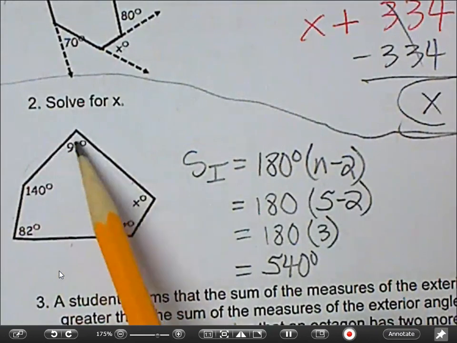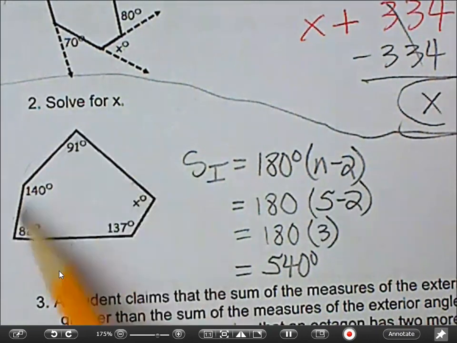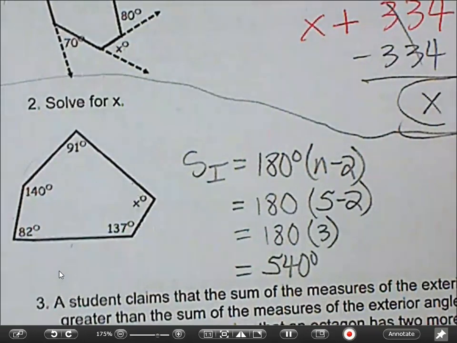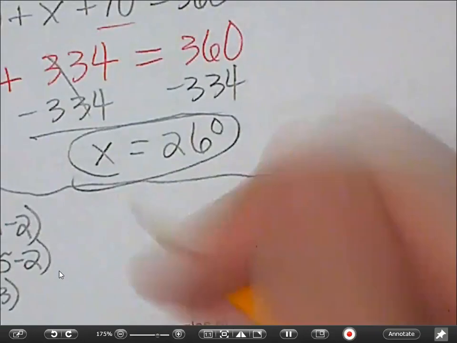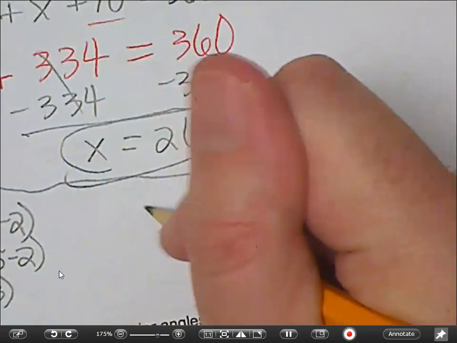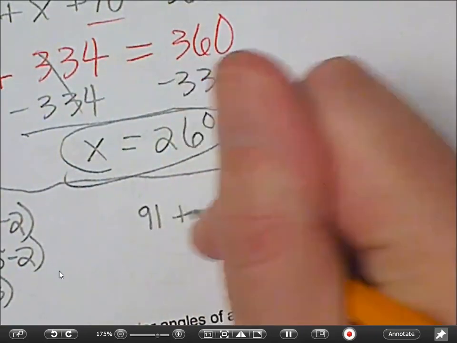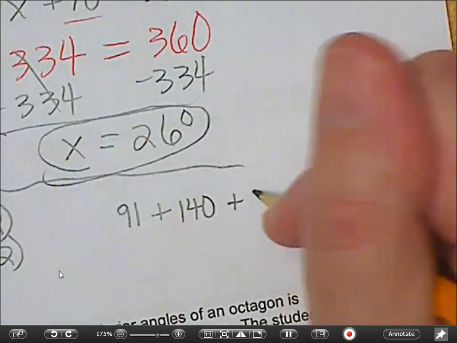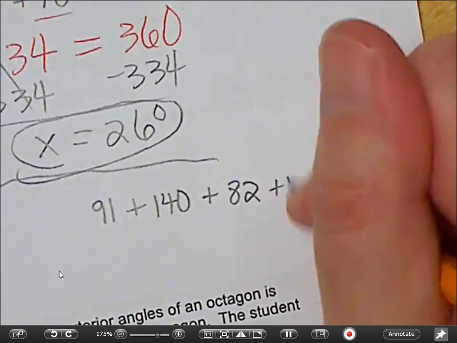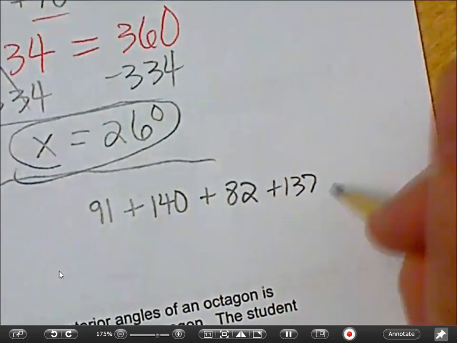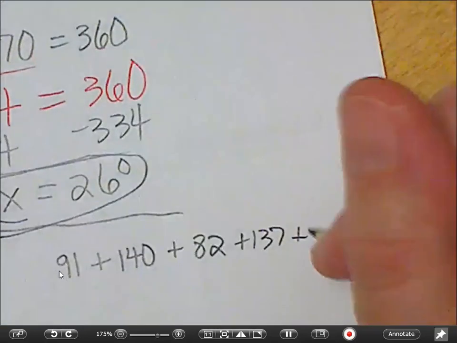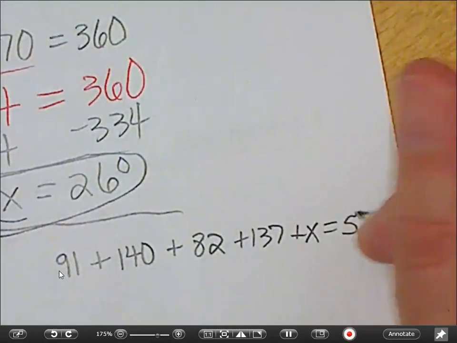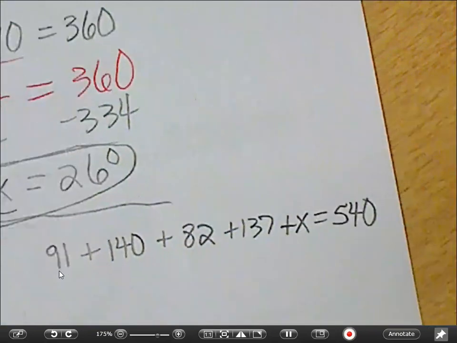But once again, we're going to take all these numbers or variables, whatever they've given us, we're going to combine them all in an equation, but we're going to set them equal to 540. In other words, we're going to get a little something like this. It doesn't matter what order they go in as long as all 5 of them are accounted for. So we've got 91 plus 140 plus 82 plus 137 plus x equals that 540 that we got a minute ago.